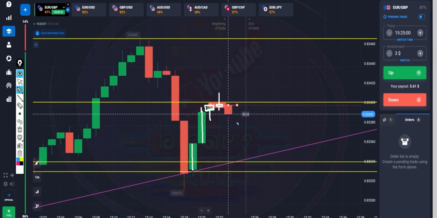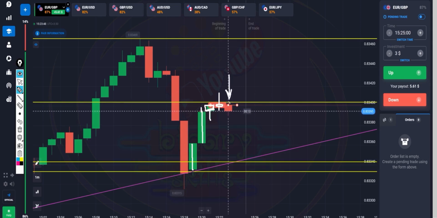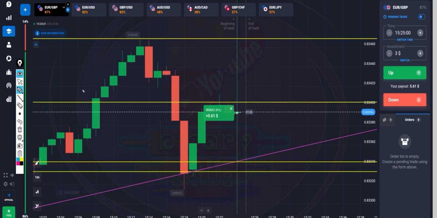We saw something like this here, right at the level. The body closed below our level, and there's a long wick showing seller pressure. At the start of the next candle, we were able to open our trade to the downside, and now we have a high level of confidence that this trade will also end in profit. Yes, that's exactly what happened.